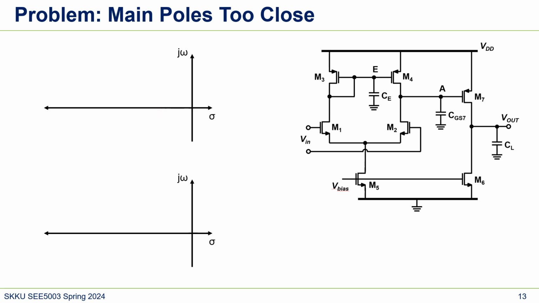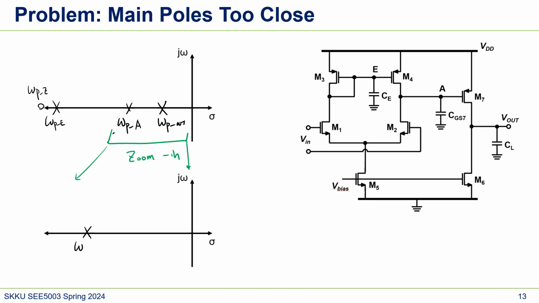So again, this is omega P out, this is omega PA, and there is omega PE at the high frequency and a zero. But let's just focus on this, as I said. So we are going to zoom in on this. So we're going to have omega PA and omega P out, right?